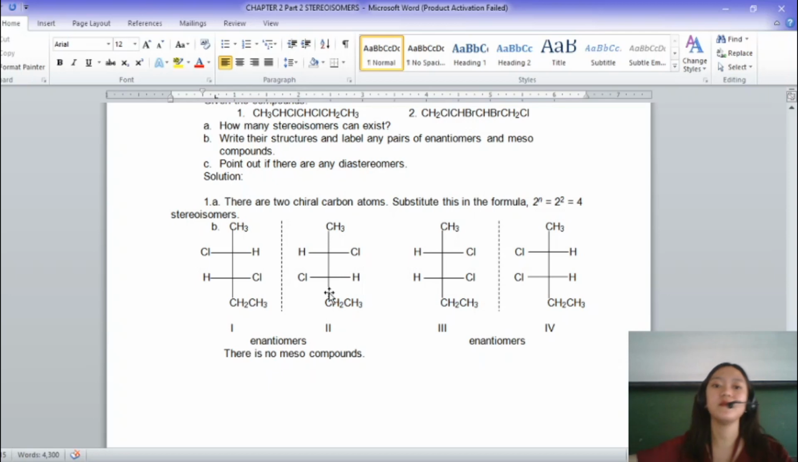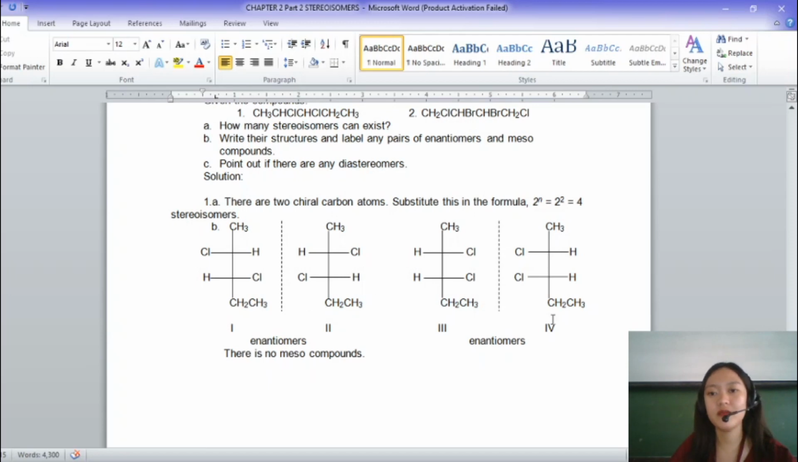So, number 1 sample, there are 2 chiral carbon atoms. Meaning, meron siyang 4 na possible na stereoisomers. So, draw first the 2 original structures. You have the structure 1 and structure 3. So, dito, ang number 1 niya, opposite muna ang hydrogen, while sa second original structure, parallel ang hydrogen atoms and ang Cl. Okay? So, after madraw mo yung dalawa, sunod mo naman ang mirror images nila.